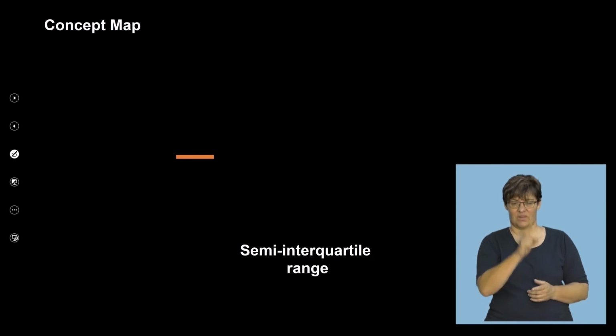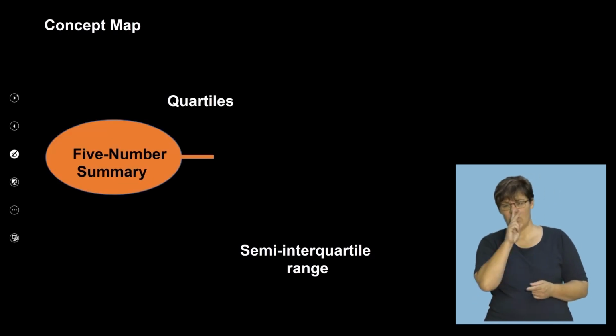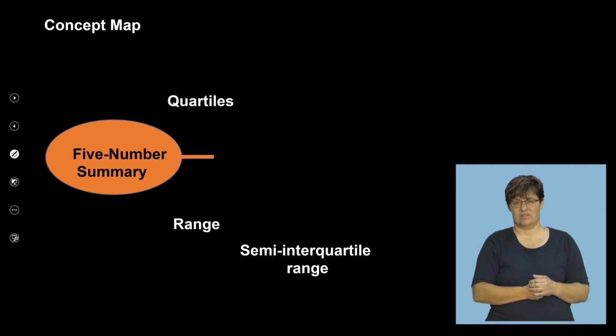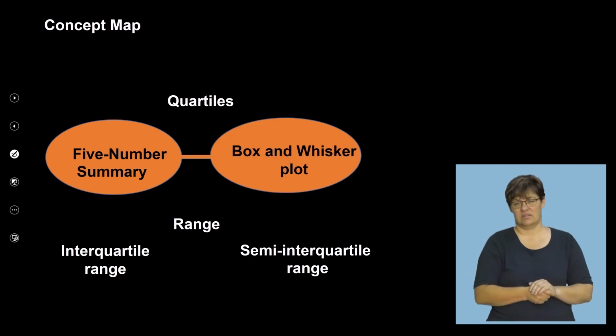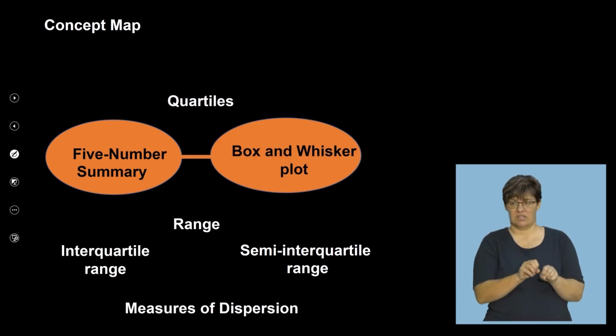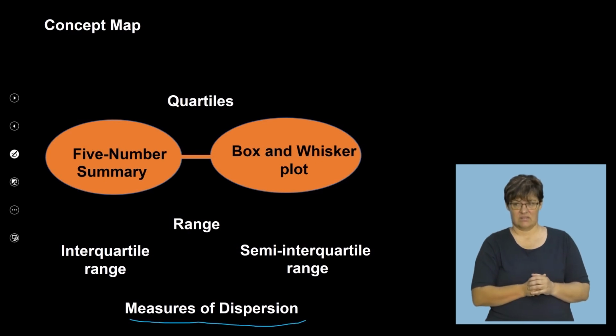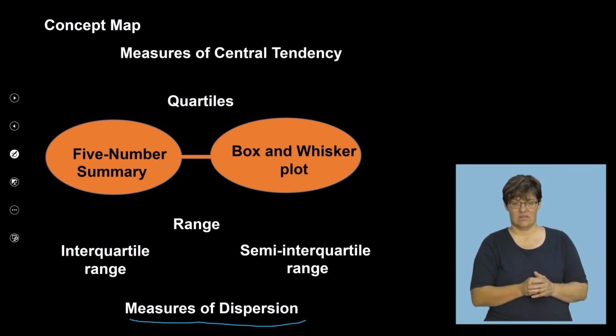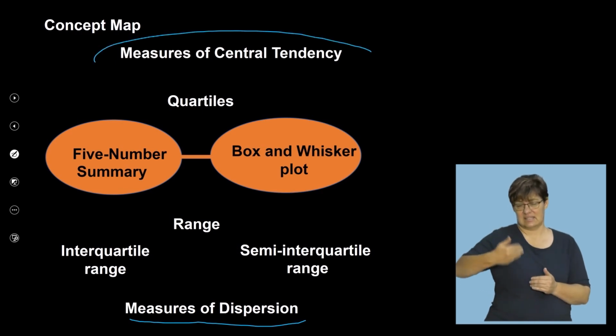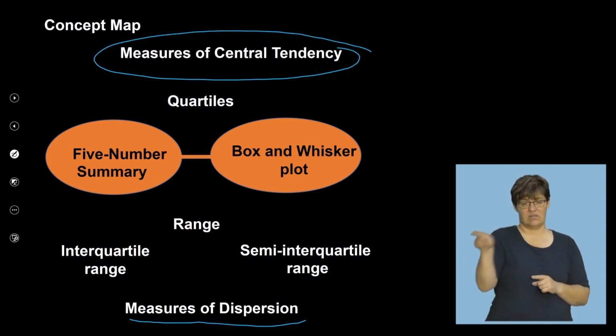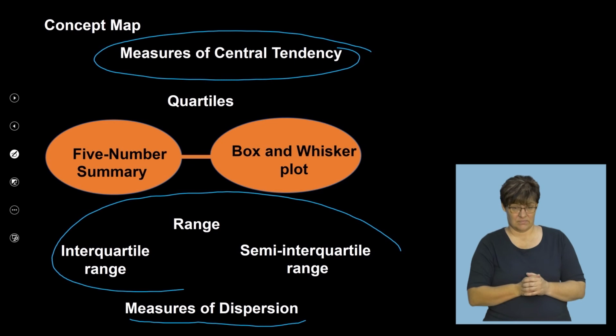So we have looked at quartiles, we have looked at range, whisker plots, and measures of dispersion, and which is measure of central tendency, and here is measure of dispersion. Okay.